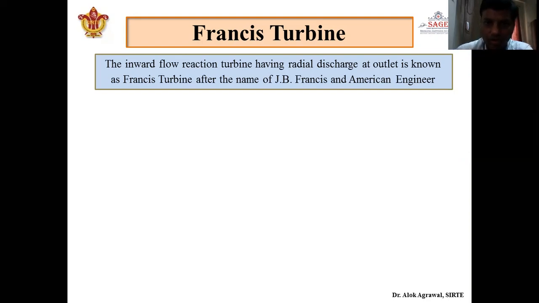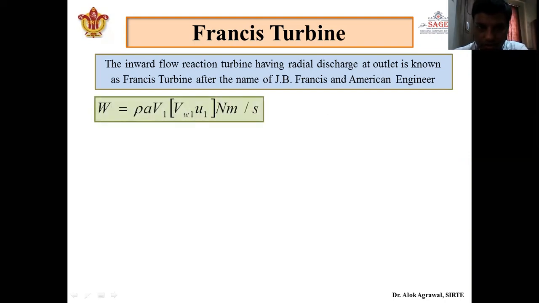So this is called Francis turbine after the name of scientist J.B. Francis, who is an American engineer. So there is nothing new in what we have learned in radial flow reaction turbine. The work done will be given by rho A V1 Vw1 U1 Newton meter per second. Here the Vw2 U2 term is not there.